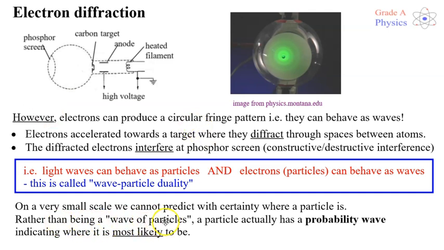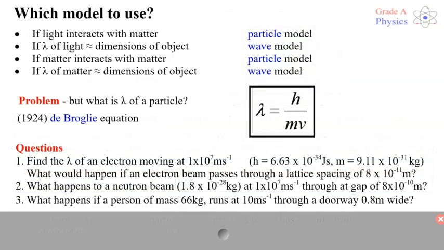So on a very small scale, we cannot predict with certainty where a particle actually is. And trying to visualize this is very, very difficult. So we could imagine a wave of particles or particulate waves, but neither of those is quite right. It's actually a probability wave. And when we look for the electron, then the probability wave collapses and we have a likelihood that the electron will be in a particular place. It's a very, very counterintuitive idea. So we need to make sense of this and understand which model to use in a particular circumstance.